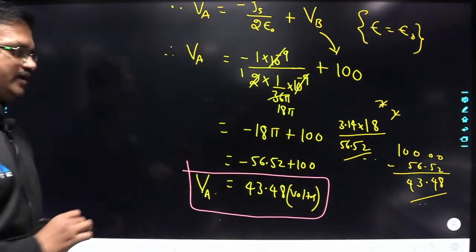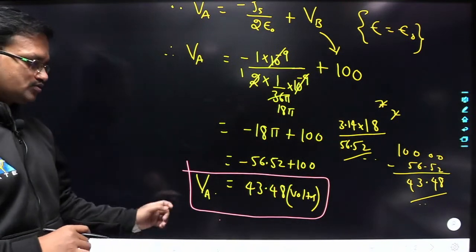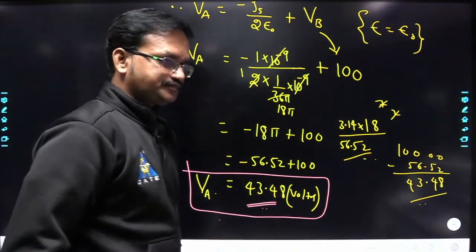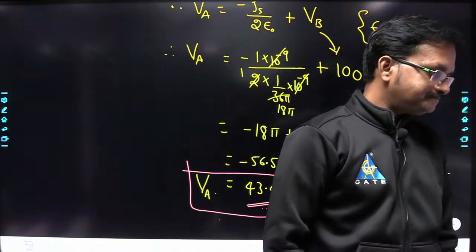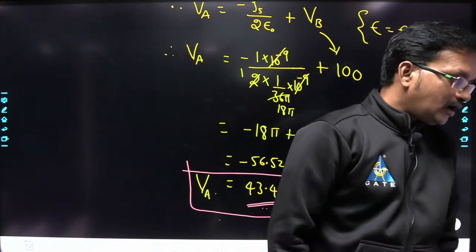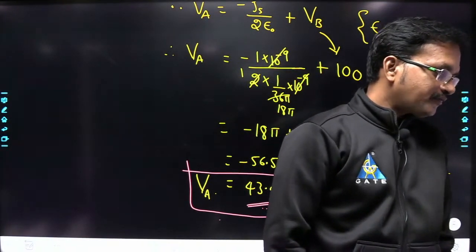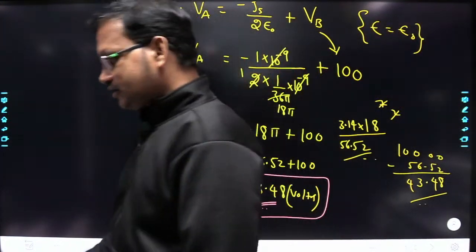So the potential at A is equal to 43.48 volts. Anybody got this result here? Tell me here. Alok Kumar, Rahul Thakur, Paras Moon, tell me, anybody got this answer?